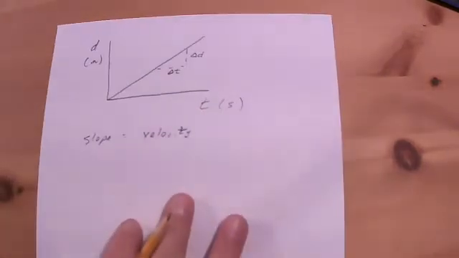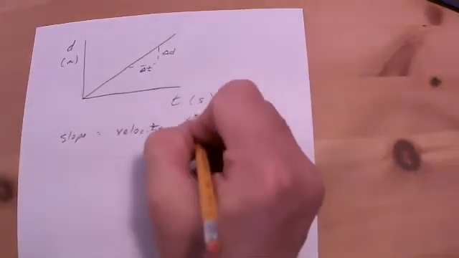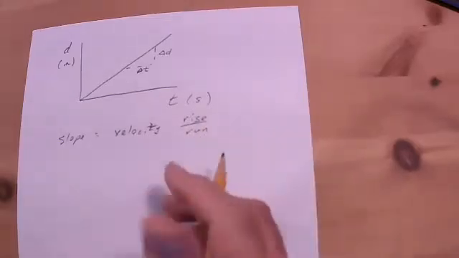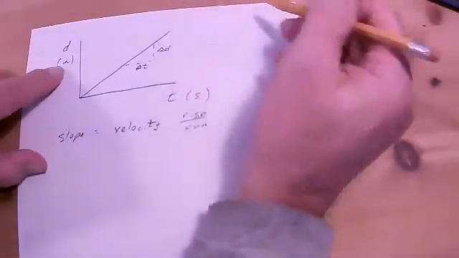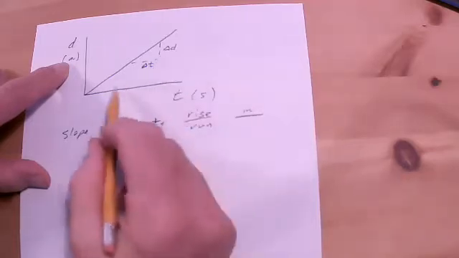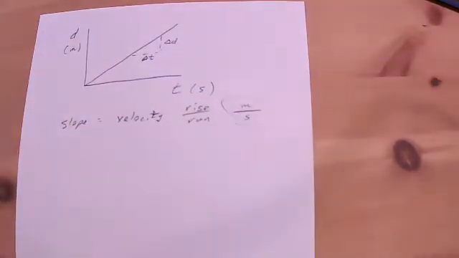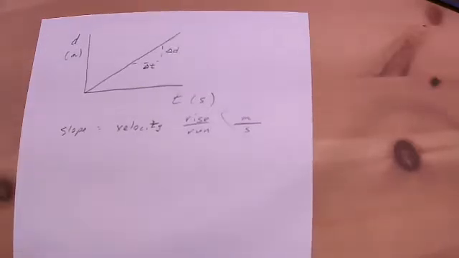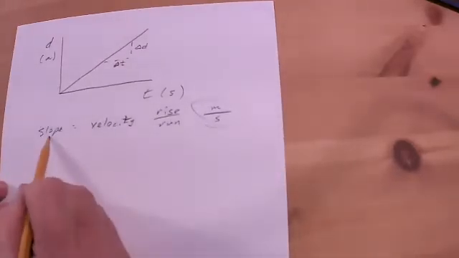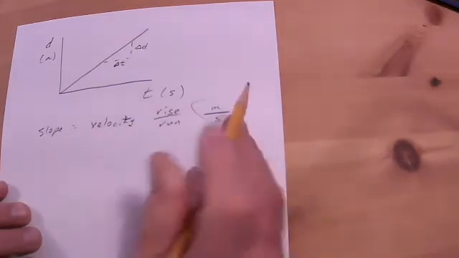All right. I have another way that I like to teach this also. Slope is rise over run. Yes, rise over run. Well, the rise is measured in meters. The run is measured in seconds. And so the unit will be meters per second. And we know that meters per second is a unit of velocity. So this again indicates that the slope is a velocity.